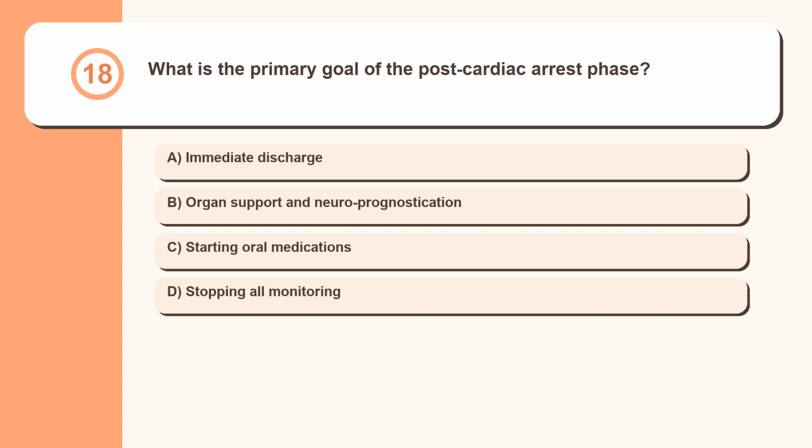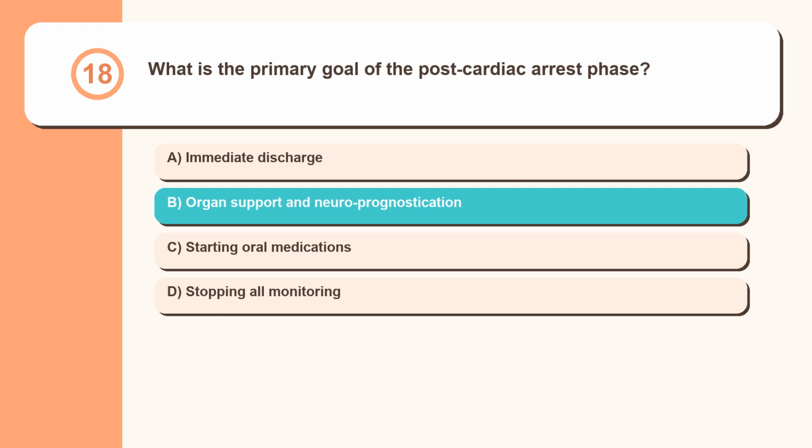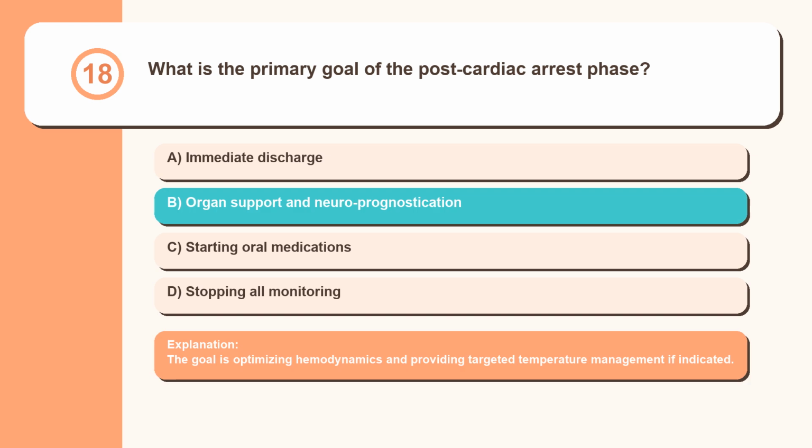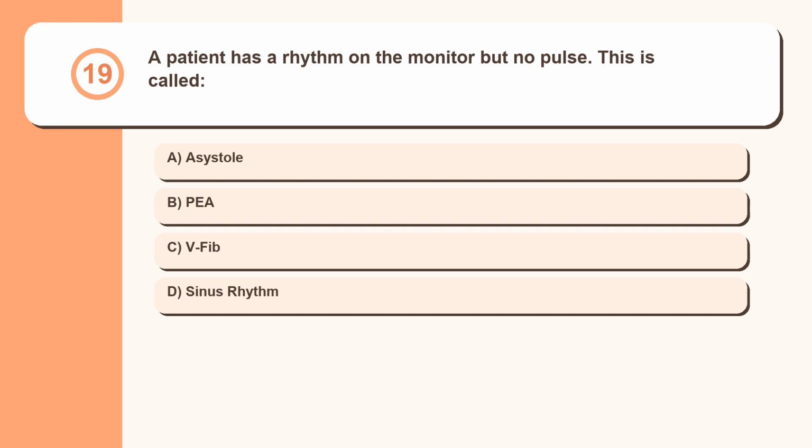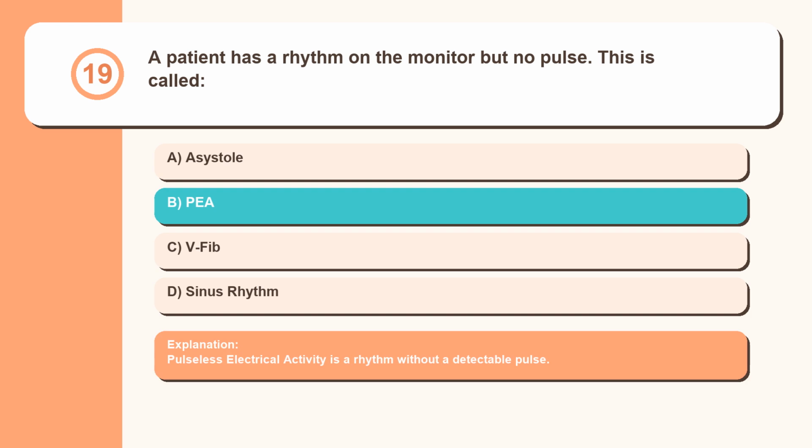Question 18. What is the primary goal of the post-cardiac arrest phase? Immediate discharge, organ support and neuroprognostication, starting oral medications, stopping all monitoring. The goal is optimizing hemodynamics and providing targeted temperature management if indicated. Question 19. A patient has a rhythm on the monitor but no pulse. This is called asystole, PEA, V-fib, sinus rhythm. Pulseless electrical activity is a rhythm without a detectable pulse.